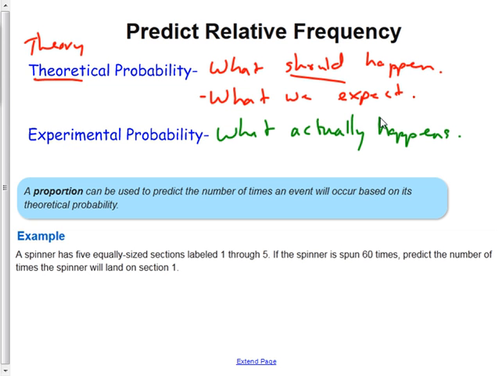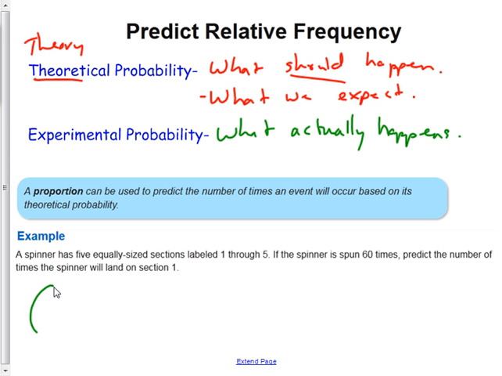Now it is possible to have your experimental probability match your theoretical probability. That is possible. If I roll a six-sided die 6 times, it is possible to get a 3 to show up once. So we think it should happen, but it doesn't always happen. But it is possible for these two to match. So a proportion can be used to predict the number of times an event will occur based on its theoretical probability. So a spinner has 5 equally sized sections labeled 1 through 5.